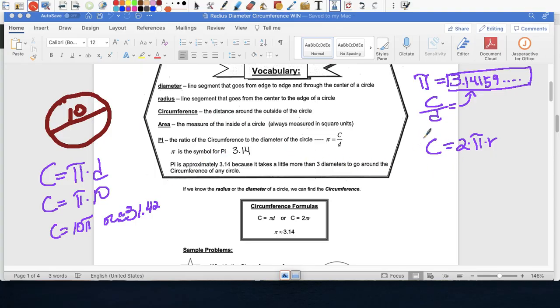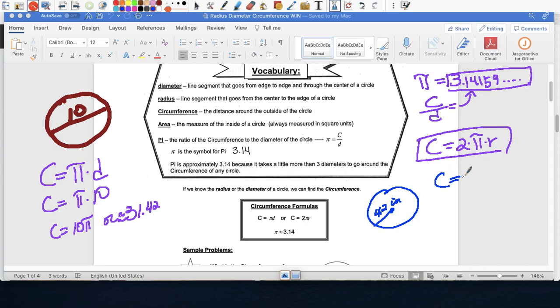What about this formula here? Well, what if you had a circle, and instead of the diameter, they gave you the radius. And they said the radius is 4.2. The distance from the edge of the circle to the center is 4.2 inches. What is the distance around the circle? What is the circumference? Well, C equals 2 times pi. That doesn't change. But the radius, I do know what the radius is. They gave it to me. It's 4.2.